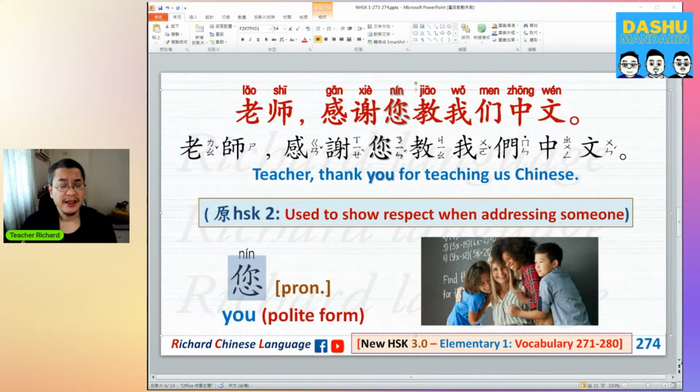But I have to say, this is a very formal word. So we often use it only in formal or serious occasions. We don't really use the word very often now. We often use 你, and that's good enough. But if we want to show respect or politeness in a formal occasion, then 您 is a word you must use to show your respect for someone.